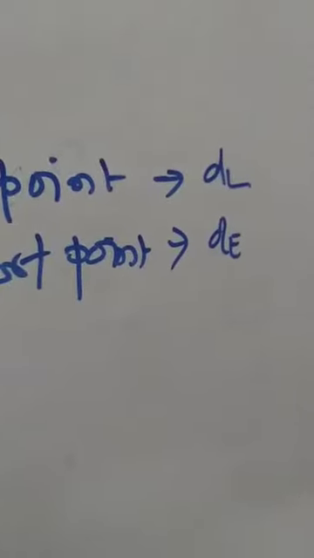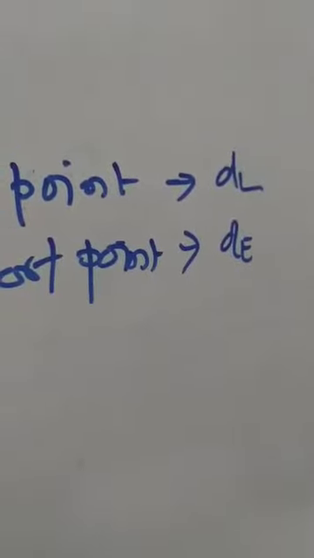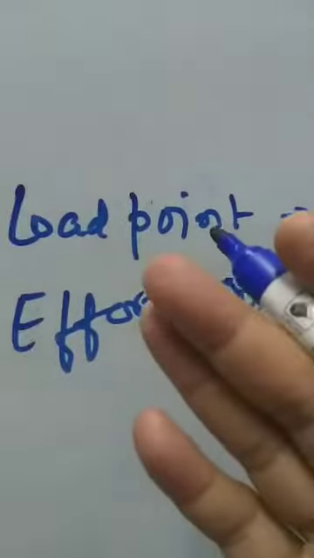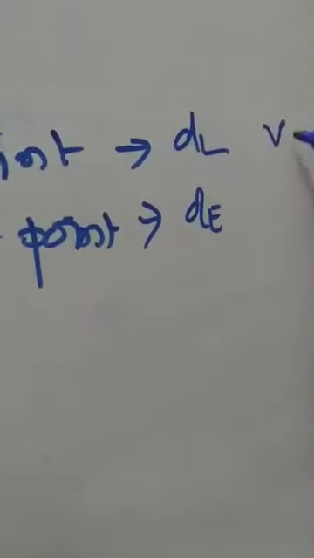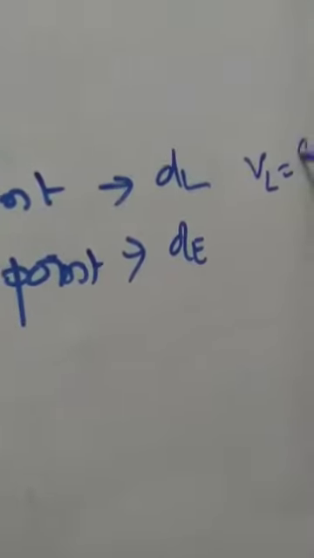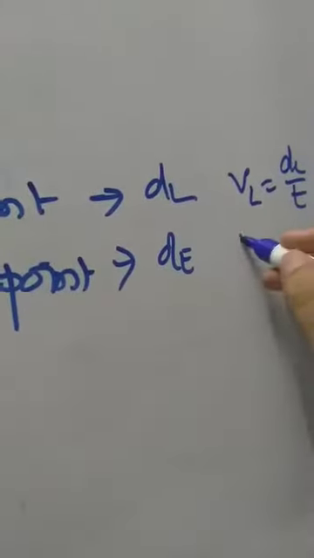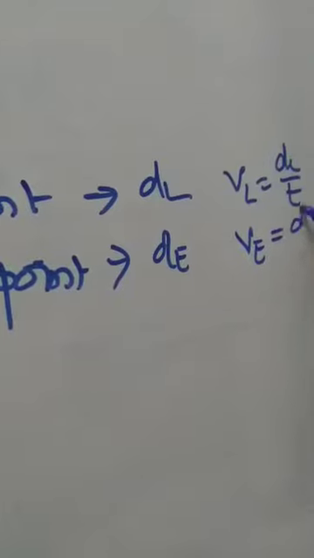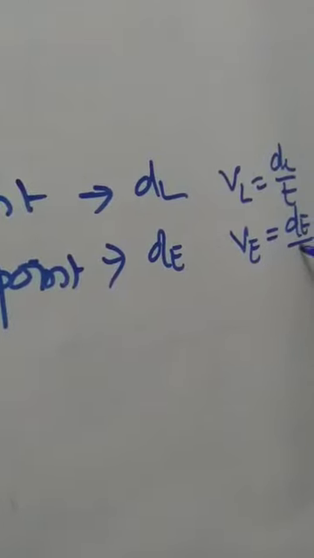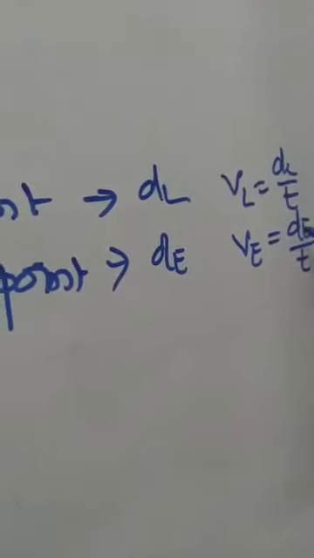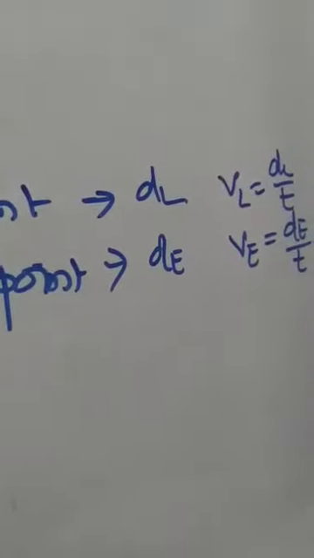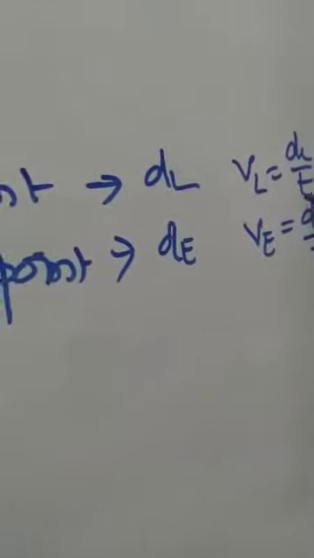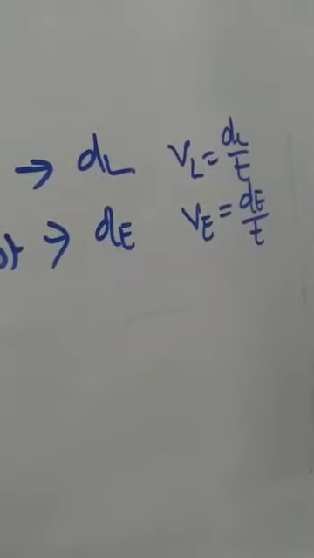So displacement of effort and displacement of the load, displacement of effort at the effort point and displacement of the load at the load point, both will take place at the same time. So we call velocity of load equal to displacement of load by time, and velocity of effort equal to displacement of effort by time. Actually this is not displacement of effort, it is displacement of the effort point, and this is not displacement of load, it is displacement of the load point. And time in both the cases is t because they take place simultaneously.